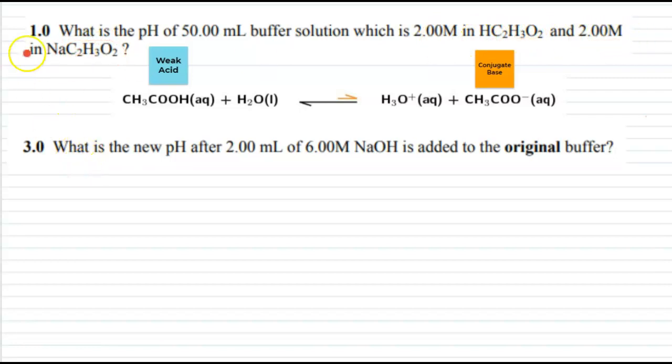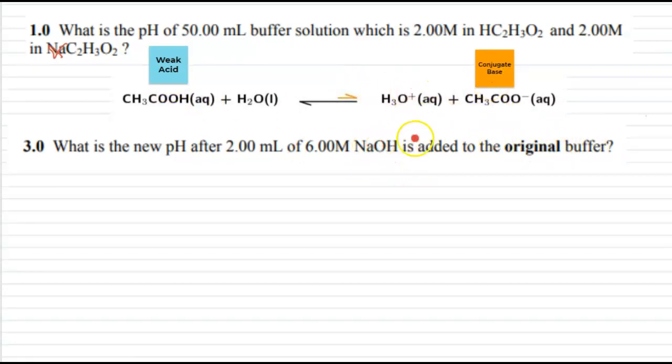Okay, remember again that the sodium is a spectator and gets ignored. When I look at this one, I'm now adding 6 molar sodium hydroxide to my original buffering solution. So I've got a weak acid and a conjugate base. I am adding a base, so it will react with the weak acid. The first thing I want to do, because I have a reaction between the sodium hydroxide and the weak acid, is write a reaction equation.